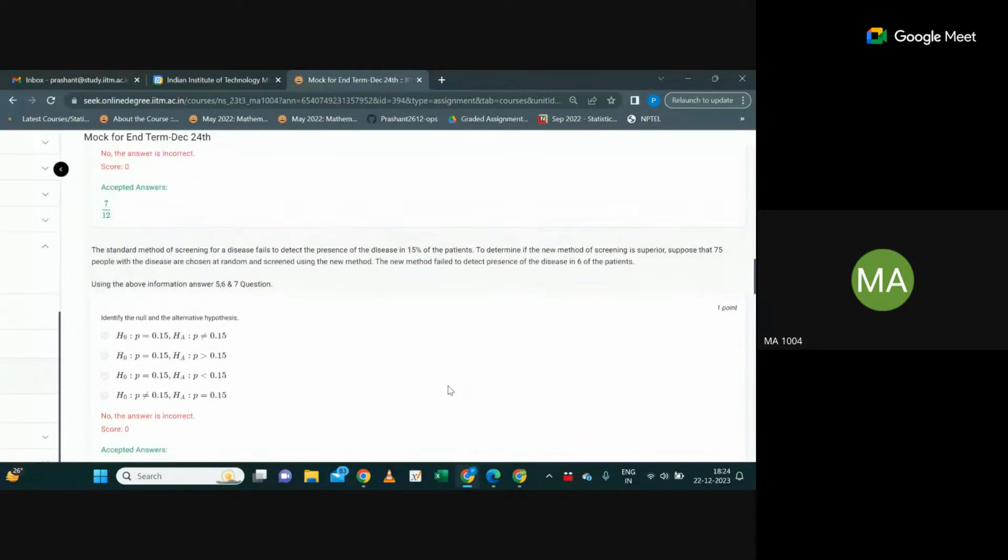Let's see. So the next question says the standard method of screening for a disease fails to detect the presence of disease in 15% of the patients. To determine if the new method of screening is superior, suppose that 75 people with the disease are chosen at random and screened using the new method. The new method failed to detect the presence of disease in 6 of the patients. So what will be the hypothesis here?